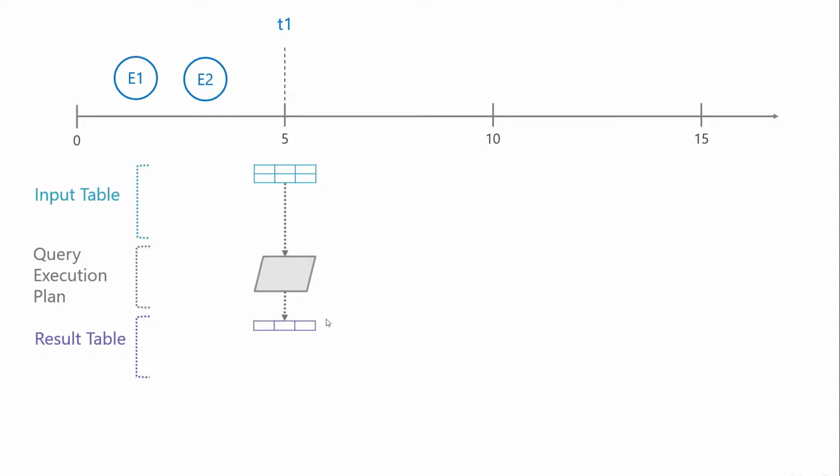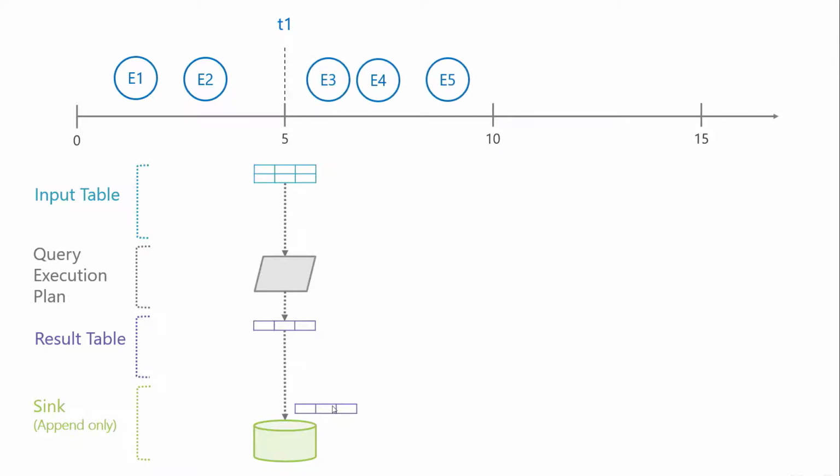Now what will happen? This result table will be saved to the sink. All right. So let's say there is only one record in the result table. This particular record will be saved to the sink. All right. Now, what will happen at the second trigger? So let's say there are three more events, E3, E4, and E5. The second trigger will happen at the 10th second.